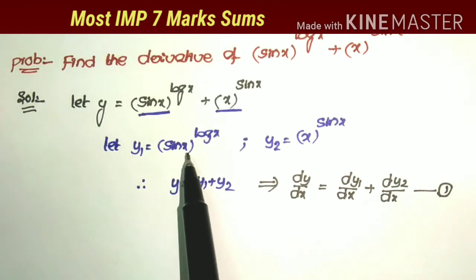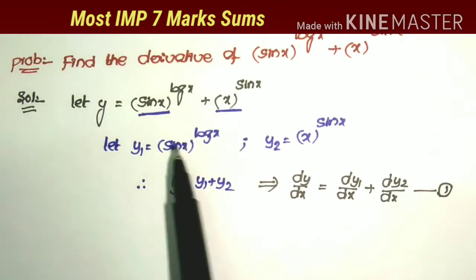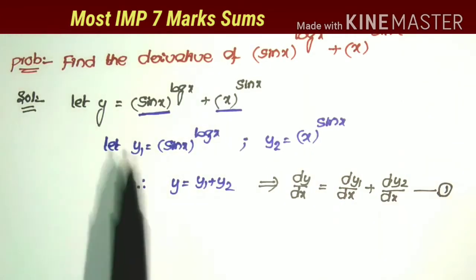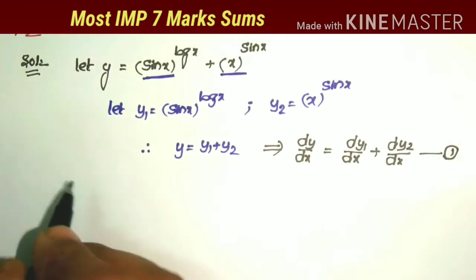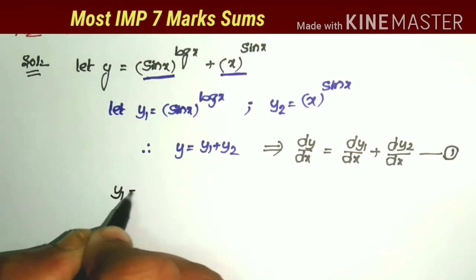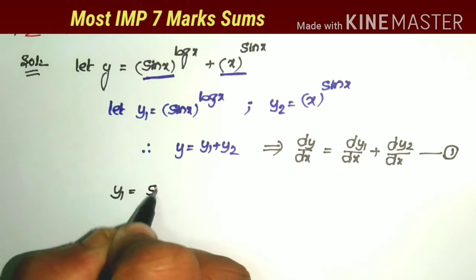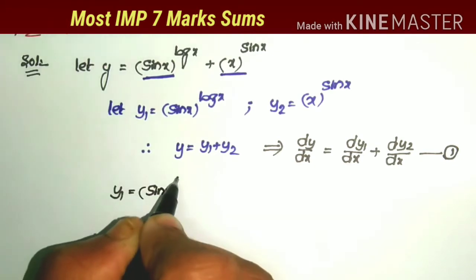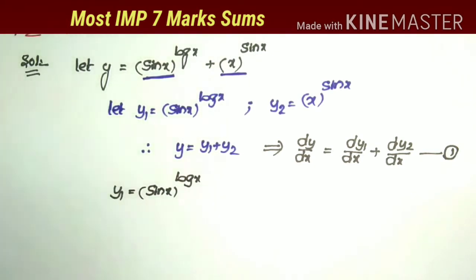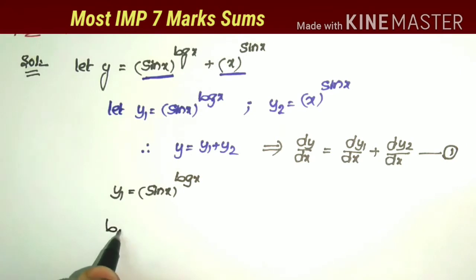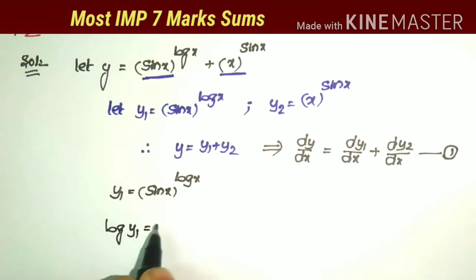Here, first we have to find the derivative of the first function and the derivative of the second function. So first I take the first function: y1 = (sin x)^(log x). Now how to take the derivative of this function? Observe that here both are x functions, x function power x function. To find the derivative of these types of problems, first of all we have to apply the logarithm to this equation.